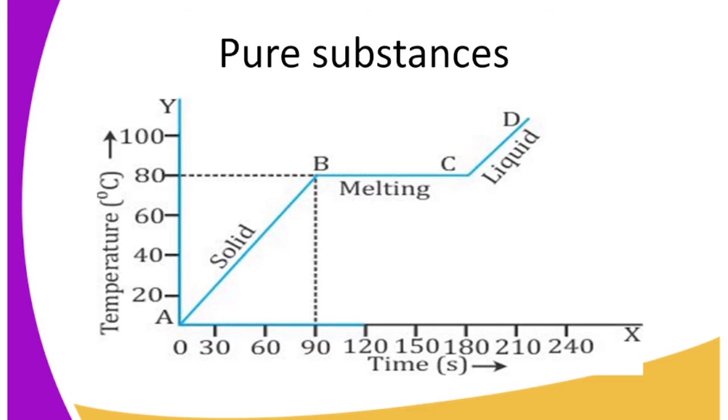Then we have that is the heating curve of a pure substance. It has a sharp melting point. As you can see, the melting point is very sharp. That proves to us that the substance is pure.